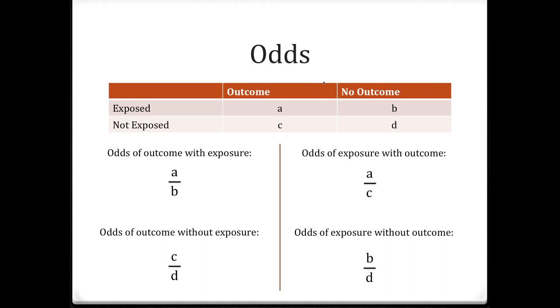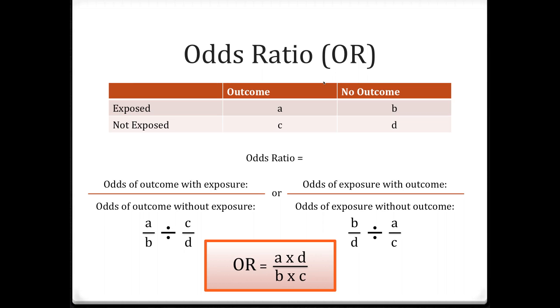Odds are a different measure of risk that is less intuitive except to hardcore gamblers or statisticians. An odds ratio is either the odds of an outcome with exposure divided by the odds of the outcome without the exposure, or the odds of exposure with the outcome divided by the odds of exposure without the outcome. Whichever way around, you end up with the same expression, A times D divided by B times C.